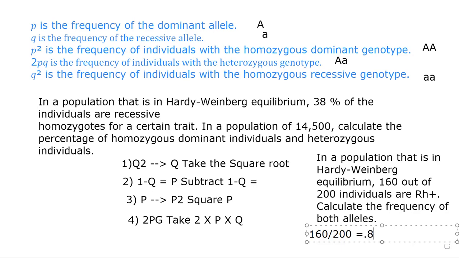What does that equal? That's p, isn't it? It's not p squared, but it's p, the frequency of the dominant allele. So what does q have to be? What is 1 minus 0.8? That equals q, so that would be 0.2. And this is just asking what the frequency of both of those alleles are.